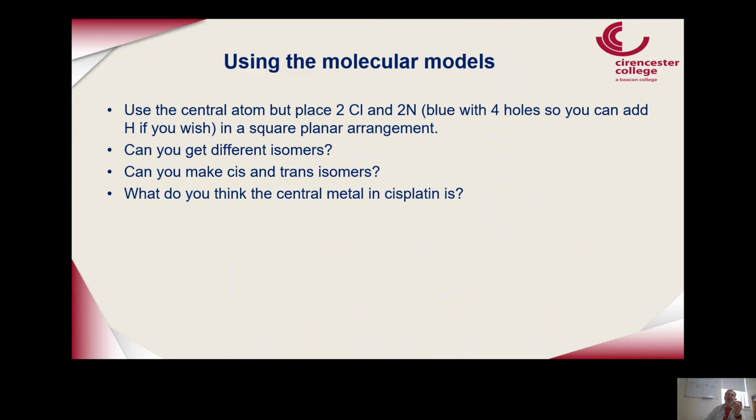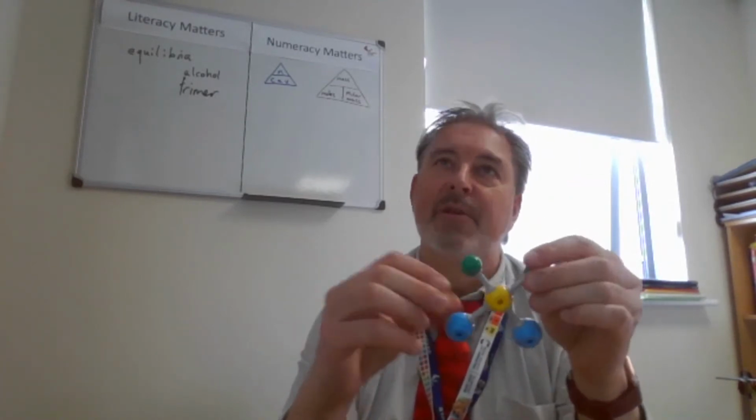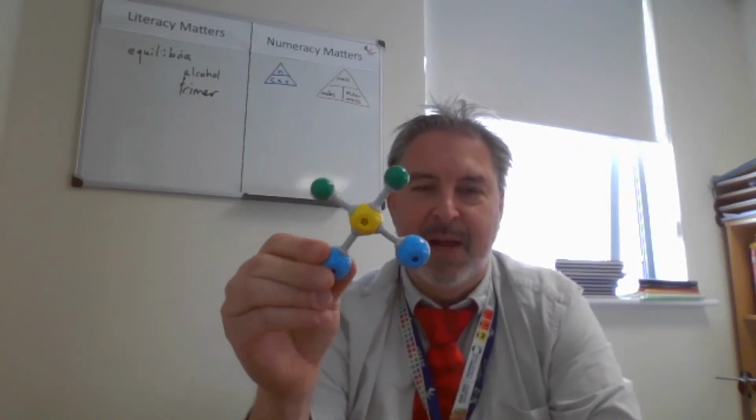What do you think this could be? Something called cisplatin. Draw in 3D what you make. So we'll have a look at that. What do you reckon the metal is in cisplatin? It's platinum, obviously. Let me demonstrate the possibilities here. So here it's got 2 nitrogens and 2 chlorines. That is one formation of it, and I think you can probably guess that that's the cis version.